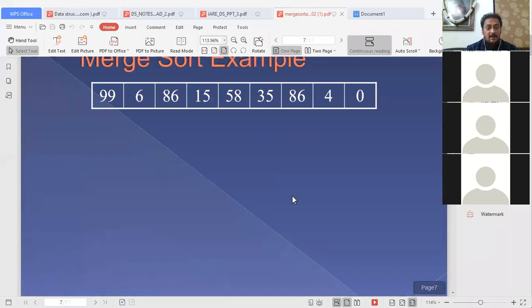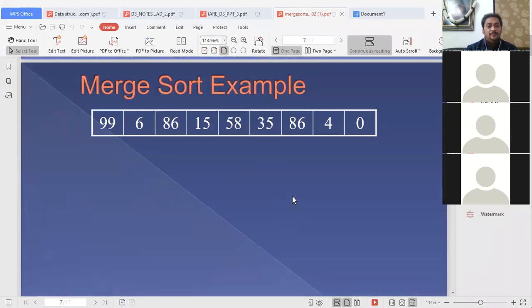Another algorithm, I will show you the textbook algorithm. So these are the elements. Note down these elements. This is the second example. The first example is part of your textbook notes.